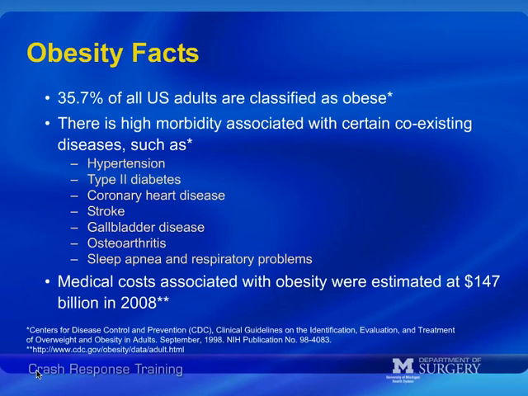35.7% of all U.S. adults are classified as obese. There is high morbidity associated with certain coexisting diseases, such as hypertension, type 2 diabetes, coronary heart disease, stroke, gallbladder disease, osteoarthritis, sleep apnea, and respiratory problems. In 2008, medical costs associated with obesity were estimated at $147 billion.